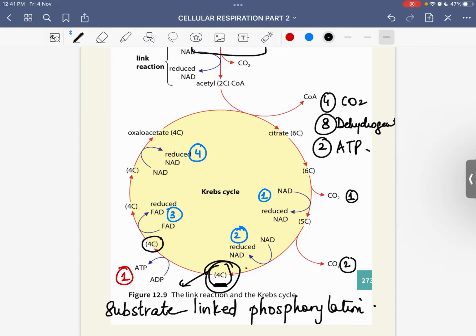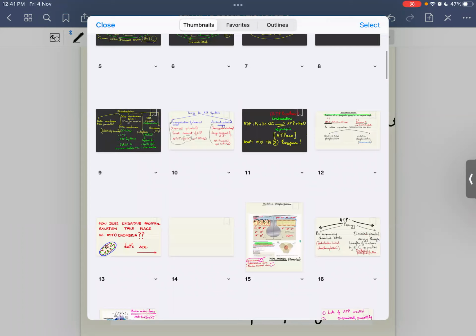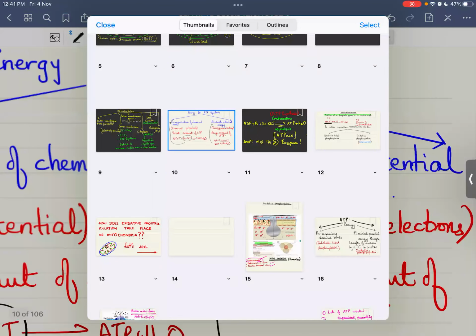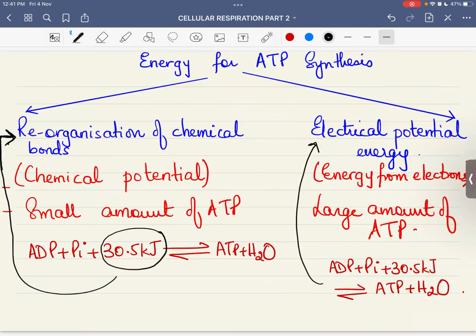ठीक है. अब मैं थोड़ा सा पीछे जाऊंगी, right? I'll go back and I'll remind you what we were doing in the beginning of the presentation. कल हमने जो किया था, I told you that the energy for the ATP synthesis can come from chemical potential energy, and the energy for the ATP synthesis can also come from the electrical potential energy. तो अगर मैं कोई chemical use करके ATP बना रही हूँ ना, तो that is what substrate linked phosphorylation.